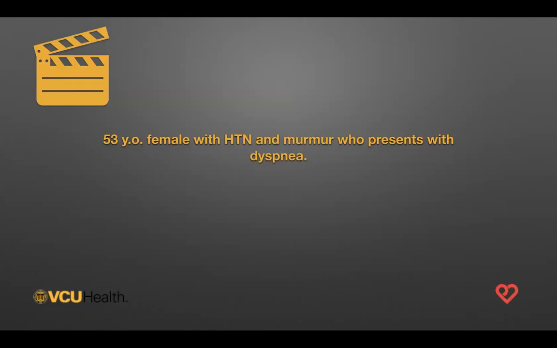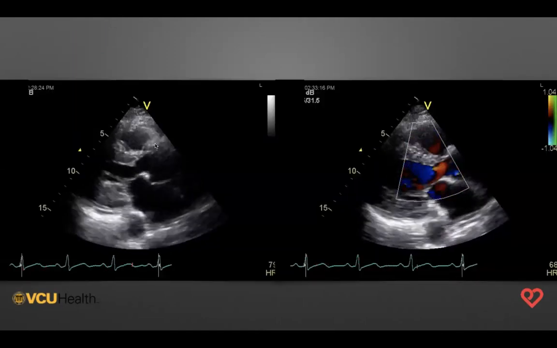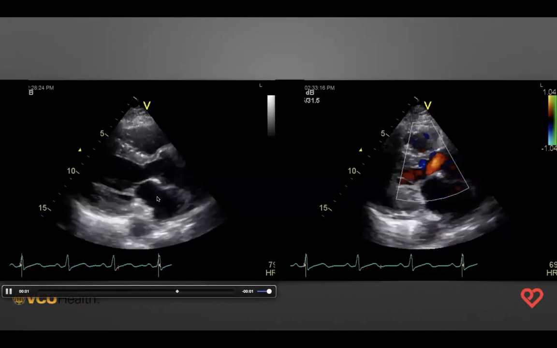Going on to our next anomaly. Let's start with a case, of course. And this is a 53-year-old female with hypertension and murmur who presents with dyspnea. Here are her parasternal images.